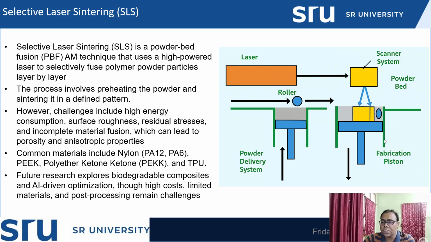So this is how the selective laser sintering process works. Commonly, sometimes we have to perform preheating of the powder material, and it is sintered in the defined pattern. Preheating is also an important factor, because sometimes you have to heat the material uniformly.